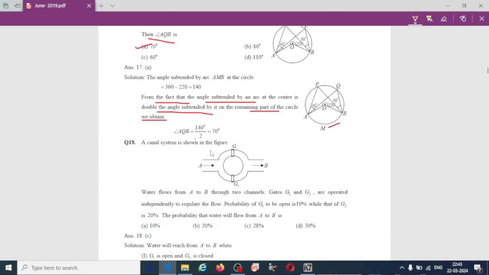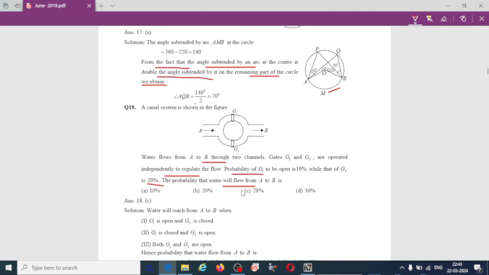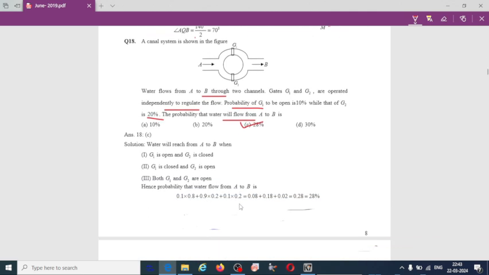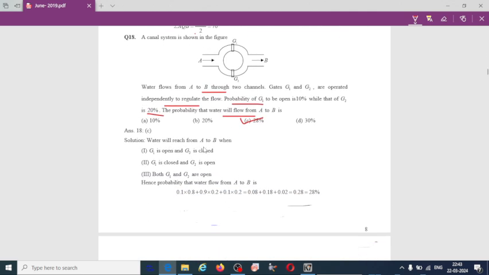A canal system is shown in the figure. Water flows from A to B through two canals. Gate 1 and Gate 2 are operated independently to regulate the flow. Probability of G1 to be open is 10%, while that of G2 is 20%. The probability that water will flow from A to B, option C, 28%.